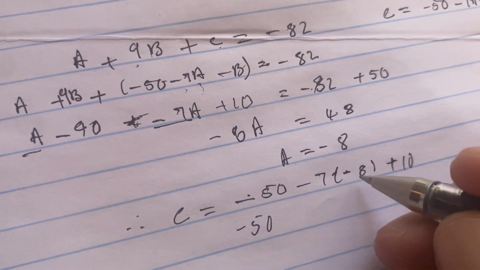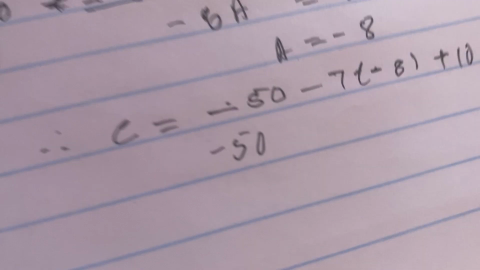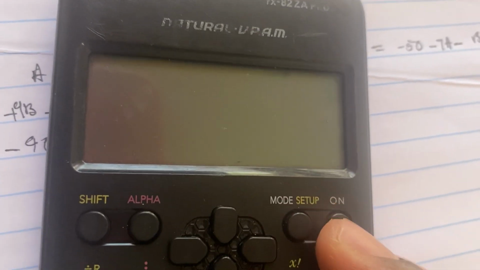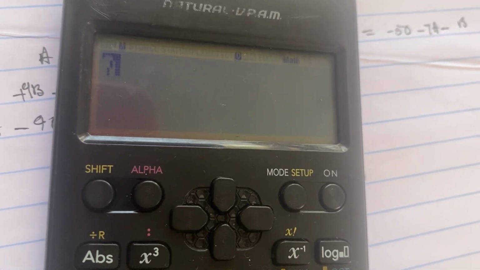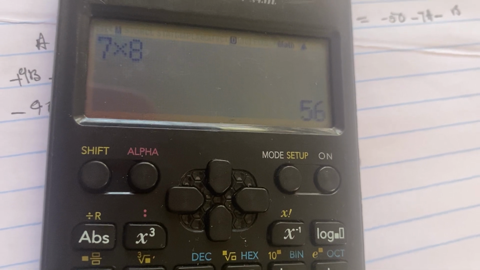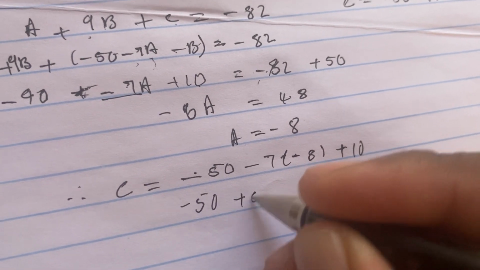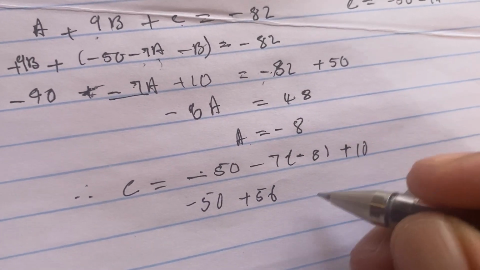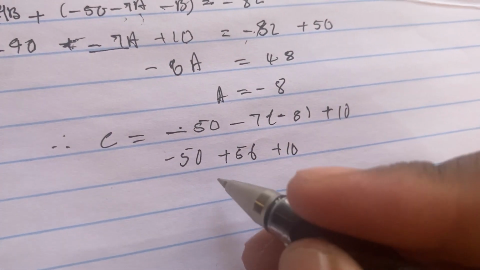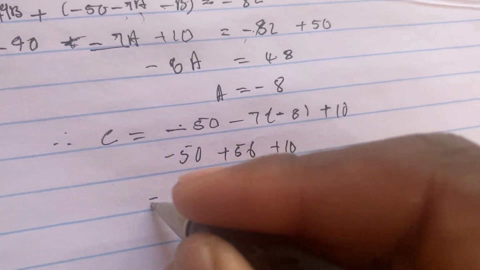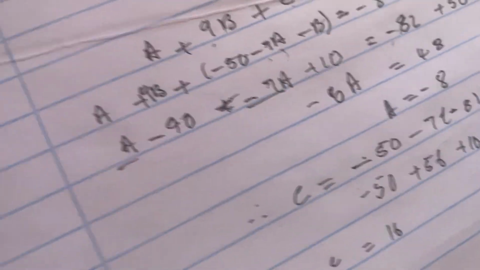This is 7 times 8. Forgot what 7 times 8 is. But I think it's... just use a calculator. 7 times 8. That's 56. Very good. That's plus 56. And then this will be plus 10. So this one minus that one, it will be just 6. 6 plus 10, 16. So we have 16, which is C. C equates to 16. So now we got our values.